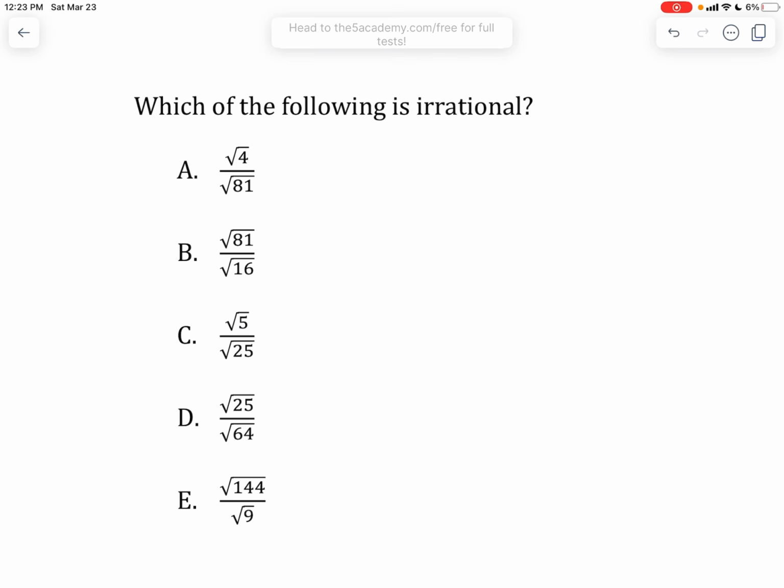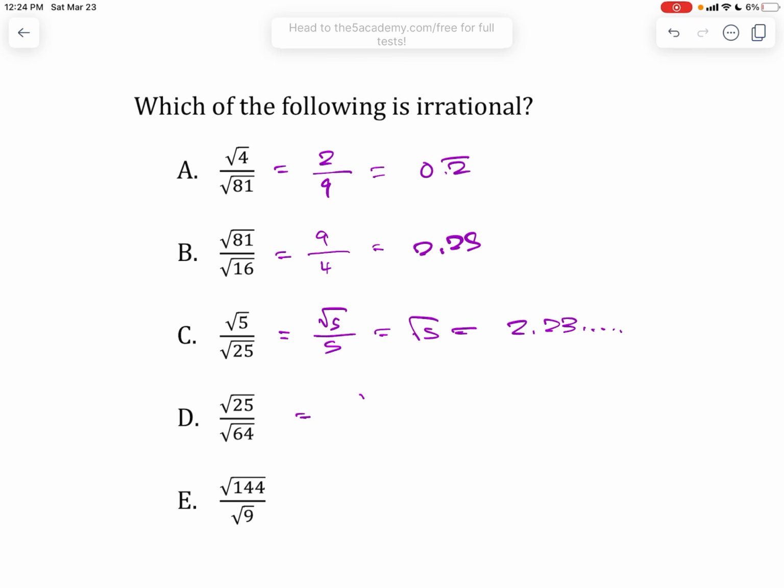Which of the following is irrational? So what does that mean? Let's assume you don't even know what this means. Let's just see which of these looks the most unique. All right, so square root of 4 is 2. Square root of 81 is 9. This is a never-ending decimal, so I think 0.2 repeating. 9 over 4 is equal to, I think it's 2.25. Square root of 5, you can't actually simplify that. This just ends up giving you square root of 5, which is a never-ending decimal as well. 2.23, and so on. 5 over 8 ends up giving you 0.625.